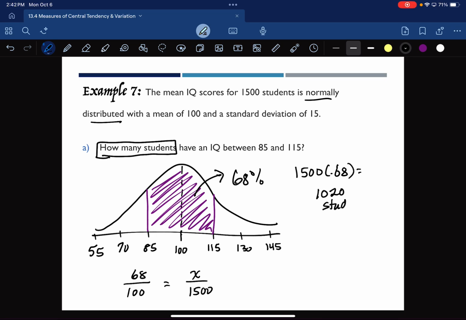1,020. And this is students, right? I didn't have to label phone calls on the last one because it was a percentage. The units were percentage. These units are students.